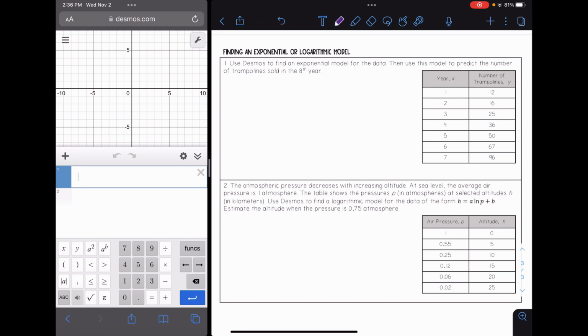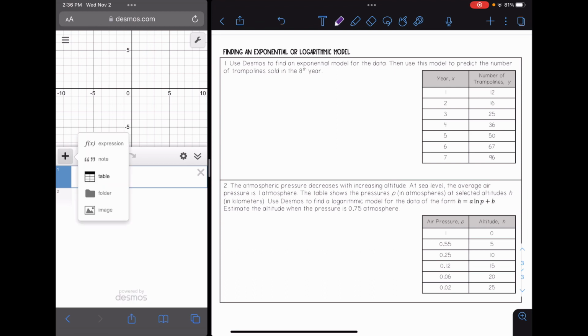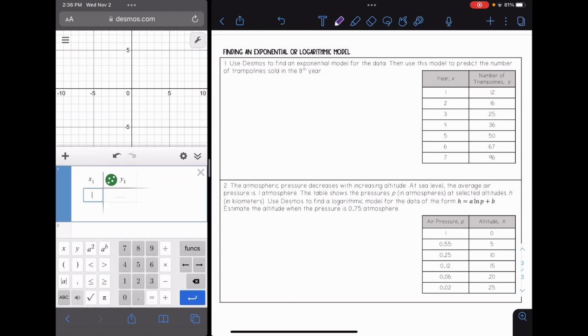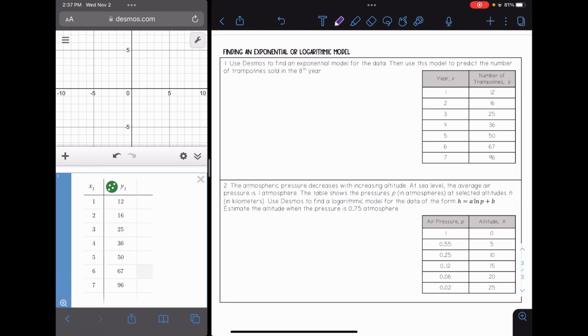So my first step is I want to transfer this data over to Desmos. So I'm going to click on this plus sign, click on table, and then start to enter in these points. So I have 1, 12, 2, 16. I'm going to go ahead and pause the video and finish entering this data. Okay, so I have the data entered into this table.